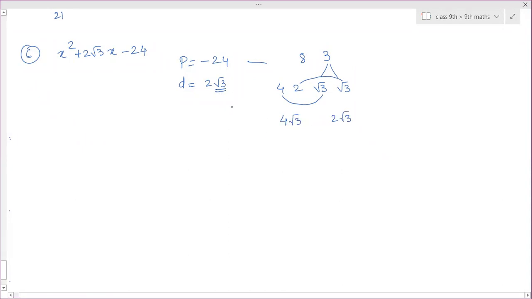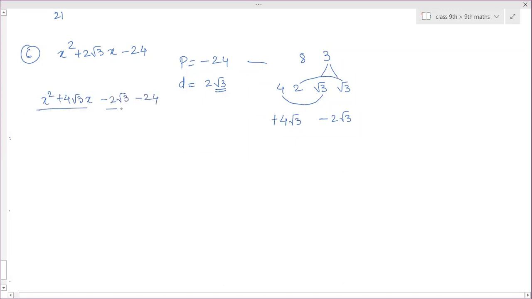So we have to write this. Then the larger number should have the middle term's sign. What is the middle term's sign? Plus. So which is the larger number out of these two? 4 root 3. So this should be positive and this should be negative. So it is x square plus 4 root 3x minus 2 root 3x minus 24.